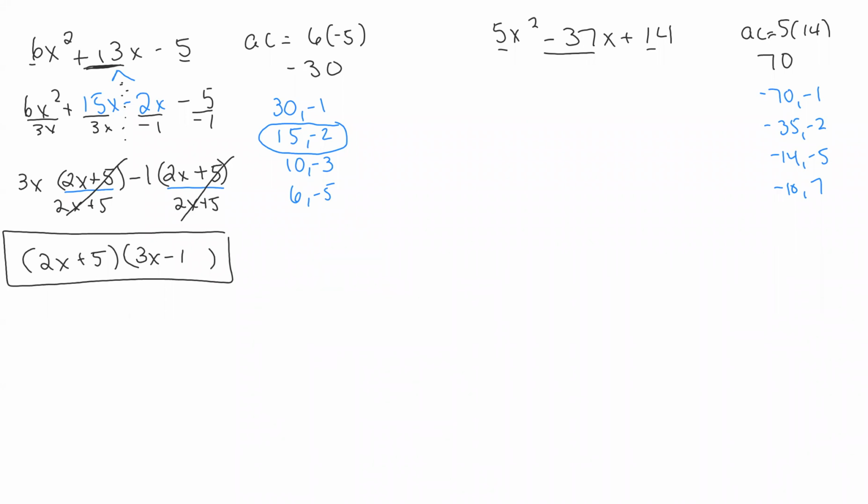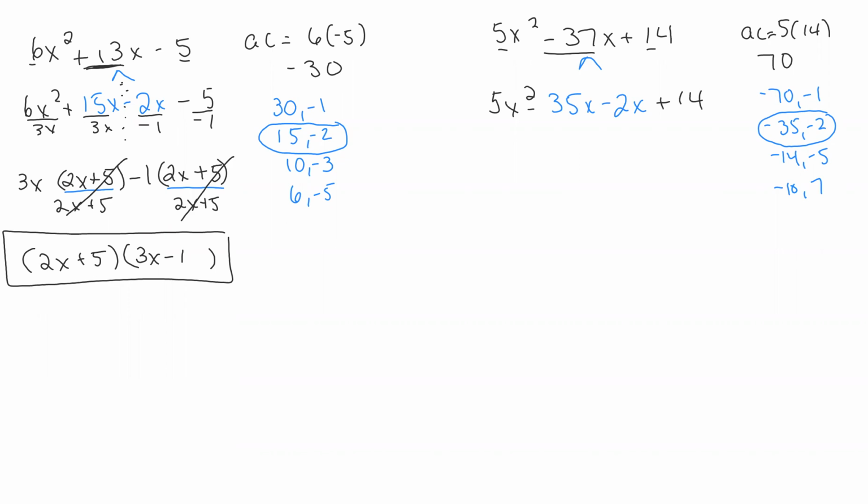Now, you don't have to go through this whole list. If you see the pair of factors that's going to work right away, don't worry yourself with going through the whole process. So I could have stopped here. All right, I see that negative 35 plus negative 2 is negative 37. So let's rewrite this polynomial. 5x squared stays the same, okay? But then I need to rewrite my negative 37x as negative 35x minus 2x. And then I'm going to drop down my plus 14.